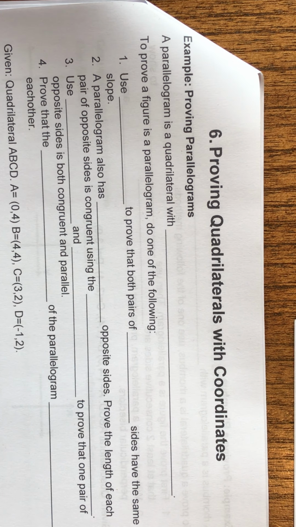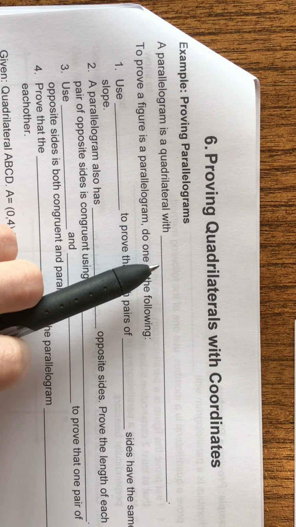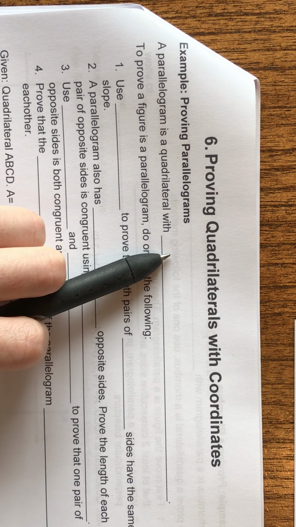Hello everybody. Today we're going to talk about one of the most in-depth things that we can do using slope and distance, which has sort of been the focus of the first 5 sections of this chapter. After this section, we're going to be switching gears to a different thing from Algebra 1, something else we want to review. But today we're going to talk about proving quadrilaterals with coordinates.